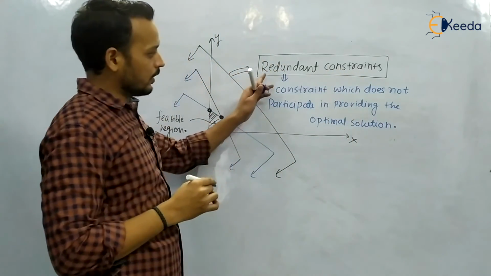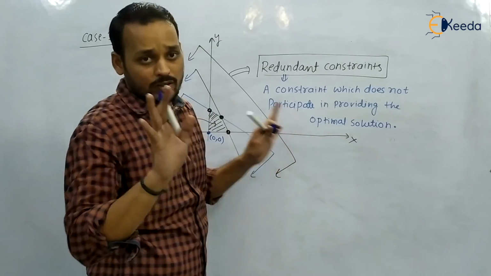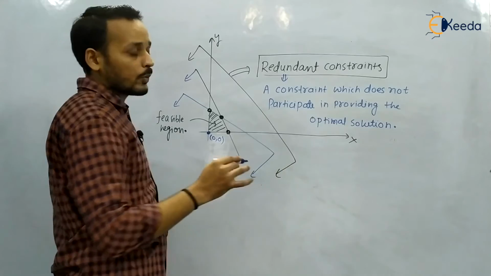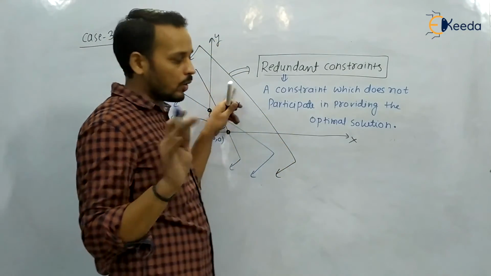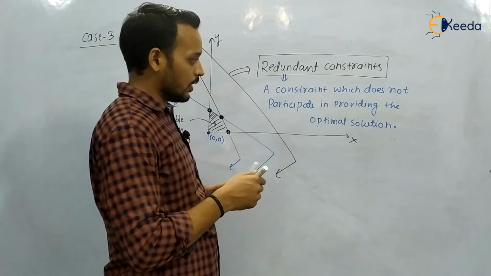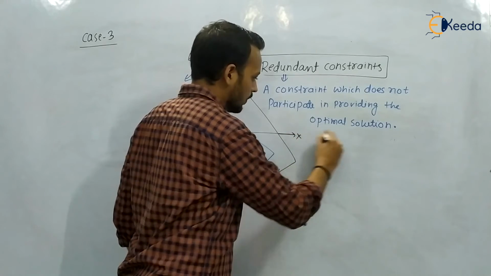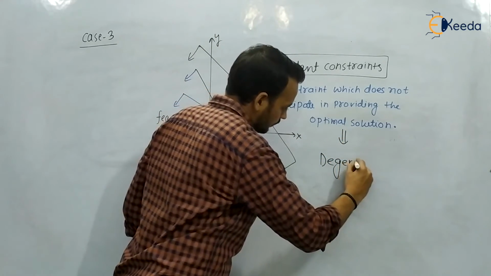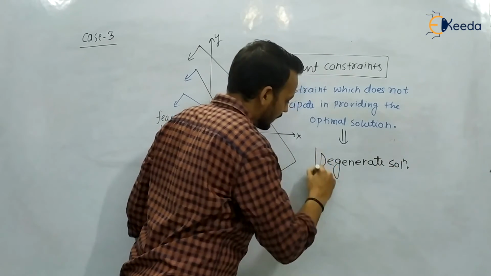If a constraint does not participate in providing the optimal solution, that type of constraint is known as a redundant constraint. Here, this constraint does not participate in providing the optimal solution. It will tell about the feasible region, but it will not provide the optimal solution. And the solution obtained from these types of constraints is known as a degenerate solution.